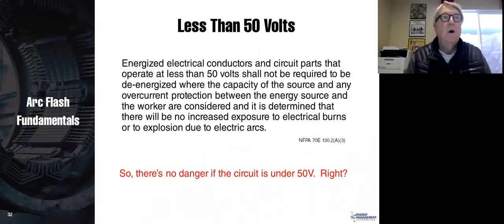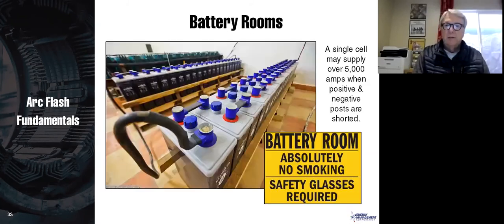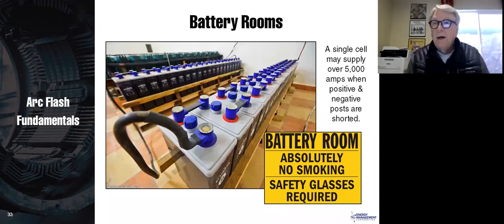Now, if you are less than 50 volts, you don't need to wear PPE. Energized electrical conductors and circuit parts that operate at less than 50 volts shall not be required to be de-energized. So if you're under 50 volts, then it's safe, right? Well, actually, no, that's not at all right. Here is a battery room. You can get more than 5,000 amps out of a battery, and clearly that's not safe.